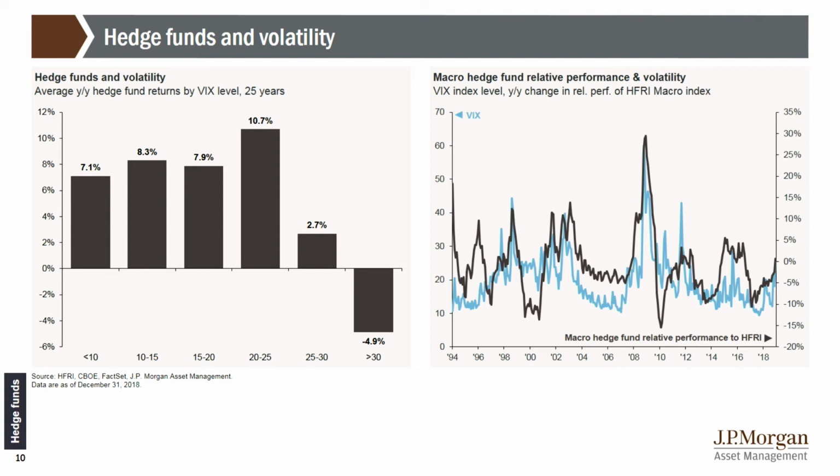And what we've done in the chart on the right-hand side is looked at the relationship between the VIX, which is the blue line, and then the relative performance of macro funds compared to the broad hedge fund benchmark, which is the brown line. You can see that the two lines track each other fairly closely. A higher volatility backdrop is generally supportive of outperformance, again, by those more macro and quant-driven strategies.